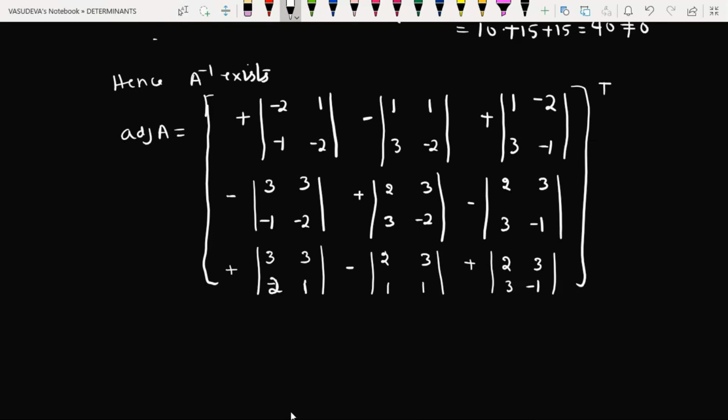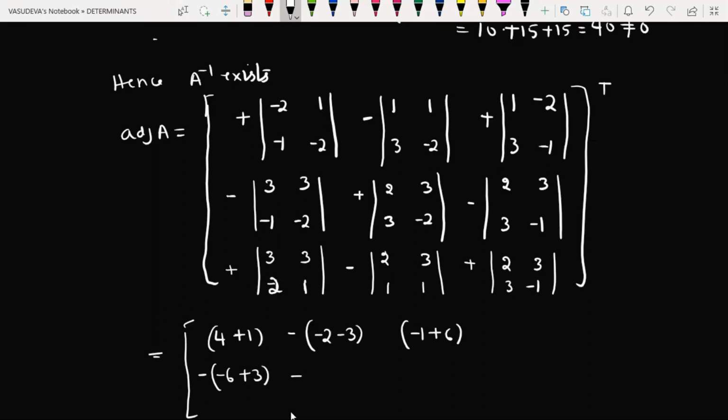So now, expanding this, that is 2 minus 2 into minus 2, 4 minus of minus 1 is plus 1, minus 2 into minus 2, 4 minus of minus 1 plus 1, minus 1 into minus 2 is minus 2 minus 3, and plus 1 into minus 1 is minus 1, 3 into minus 2 is plus 6, and this is minus 3 into minus 2 is minus 6, minus 1 into 3 is plus 3, plus 2 into minus 2 is minus 4 minus 3, minus 2 into minus 1 is minus 2 minus 9.